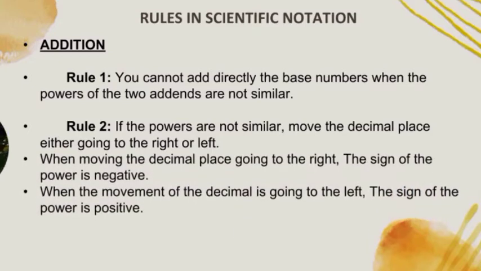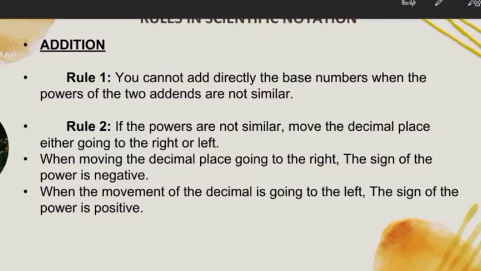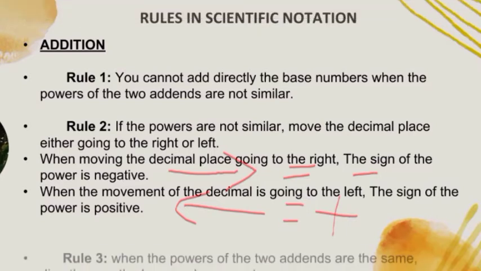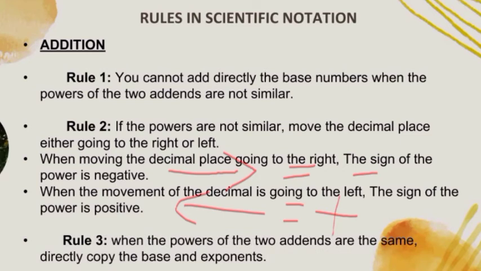When moving the decimal place to the right, the sign of the power is negative. When the movement of the decimal is to the left, the sign of the power is positive. So again, when the movement of the decimal place is to the right, the sign of the power is negative. Then when the movement of the decimal is to the left, the sign of the power is positive. Rule 3, when the powers of the two addends are the same, directly copy the base and exponent. Then add the coefficients directly.